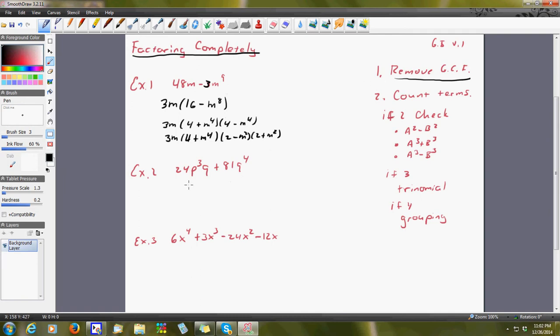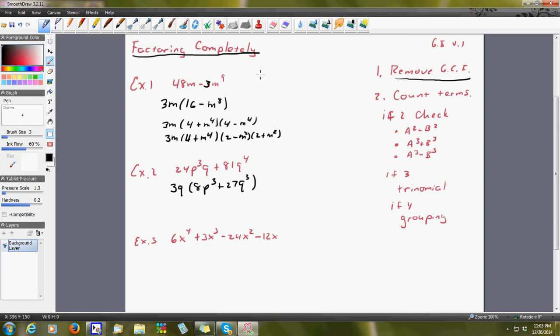Once again, I go to removing common factors, and I see 24 and 81 have a common factor of 3. This has a p cubed, but no p. This has a q, and this has a q to the 4th. So I'm going to factor out 3q, and I'm going to be left with 8p cubed plus 27q cubed.